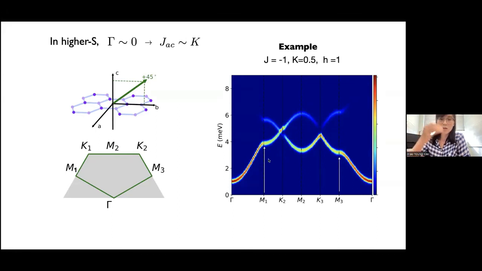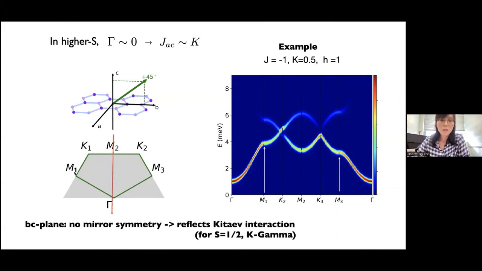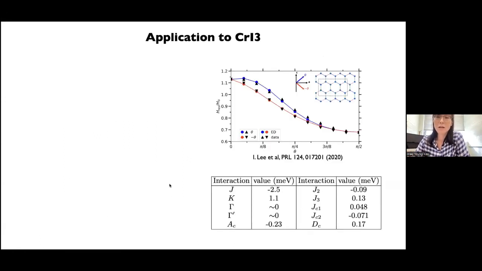And if I reduce the field angle to either in the A plane or C axis, AB plane or C axis, they will be exactly the same. So here again, why the M1 and M3? Because this particular mirror plane is the one that reflected the M1 and M3, and that symmetry is broken again due to the JAC, and that JAC is proportional to the Kitaev interaction.